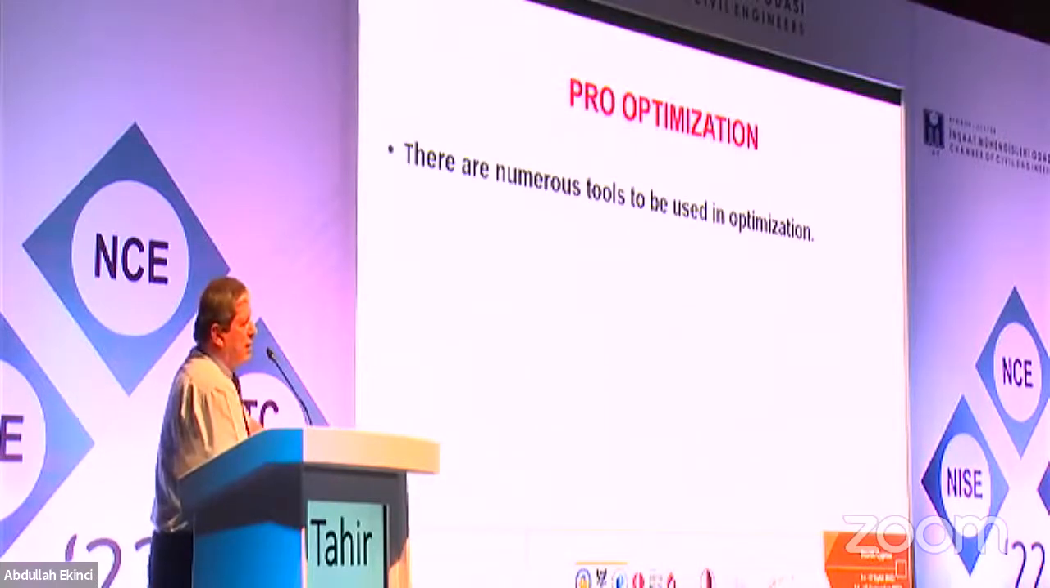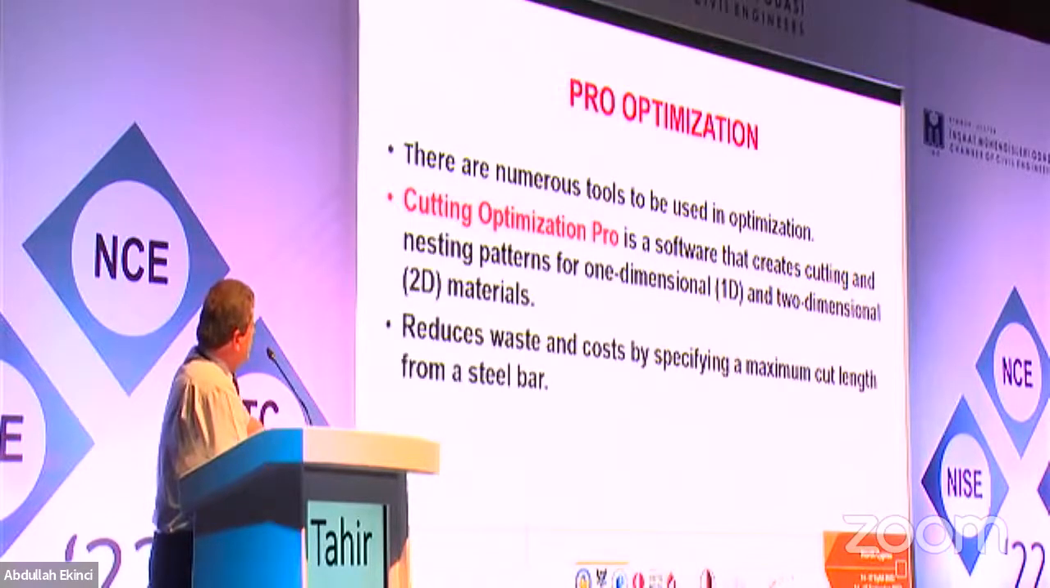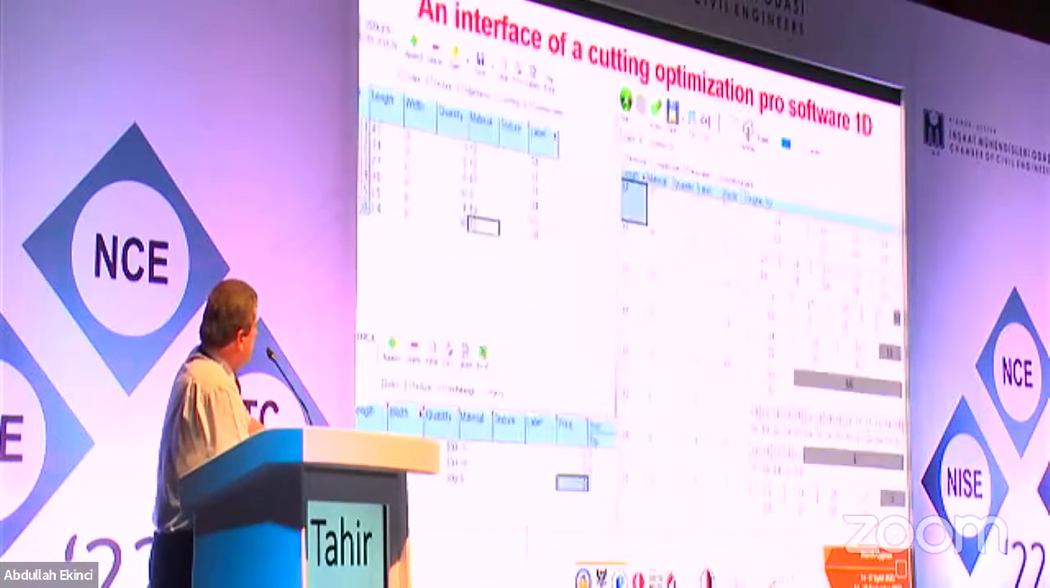In our thesis study, there are many optimization programs we can find. We use the Cutting Optimization Pro program. This cutting optimization pro is a software that creates cutting and nesting patterns for one or two dimensional materials. We could use the one dimensional part of this one. It reduces waste and cost by specifying a maximum cut length from the steel bar. It can import data from Microsoft.